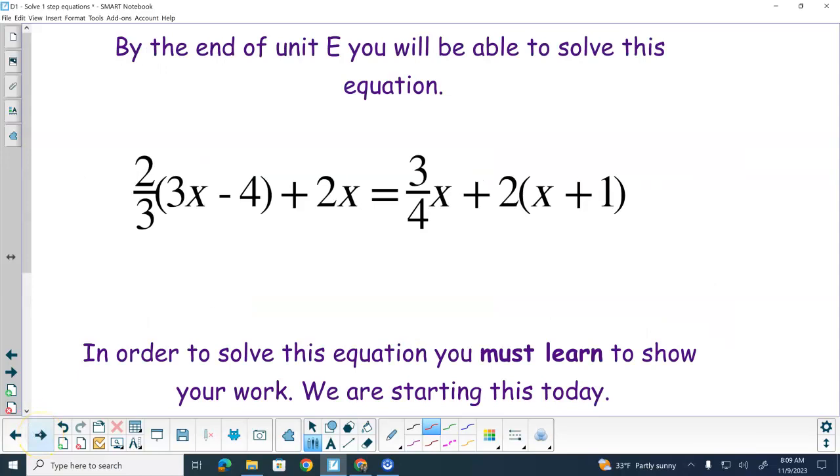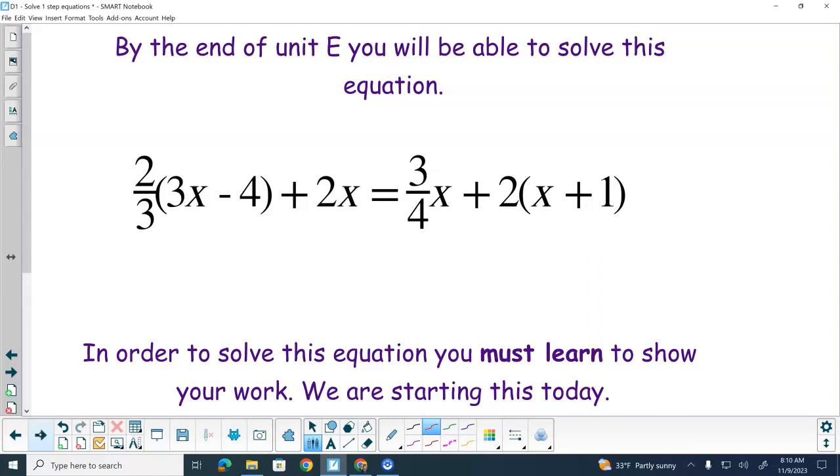By the end of this unit, hold on. So we're starting unit D right now, but by the end of unit E, that's going to be a problem that we're going to solve. No, we're not going to try it right now. Well, you have to write it down then if you want to solve it on your own. But we're going to, you know what I mean?